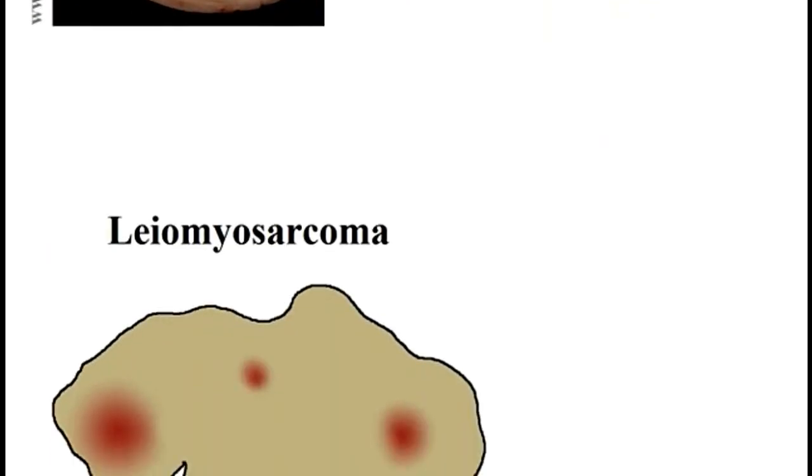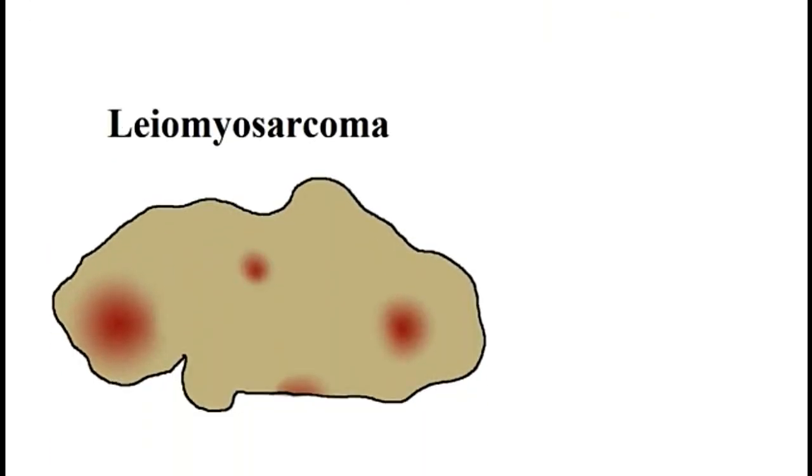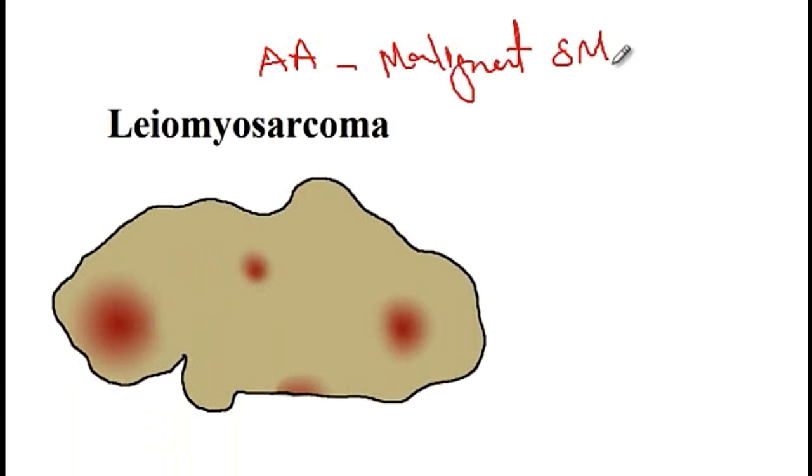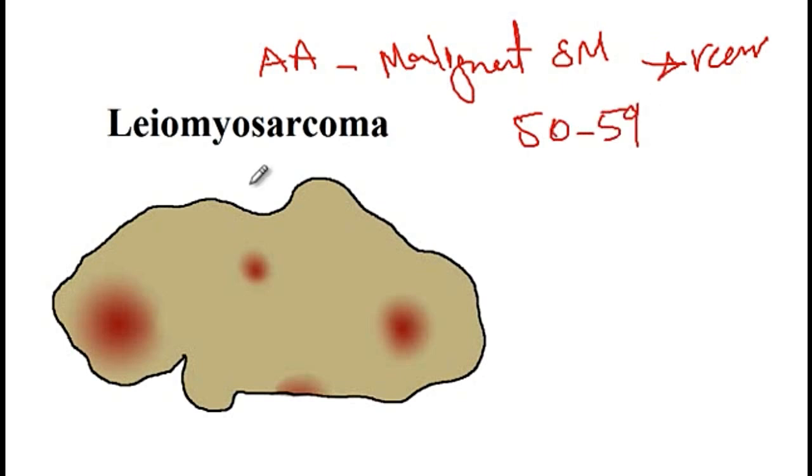Next disorder is leiomyosarcoma, which is also more common, similar to leiomyoma, in African American females, but one difference is that it's a malignant tumor of the smooth muscles, and it can recur even with resection, and it's more common in the ages of 50 to 59. And you should know that leiomyoma does not give rise to the leiomyosarcoma.